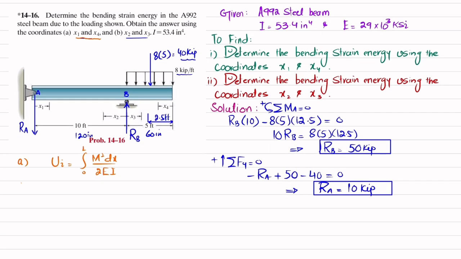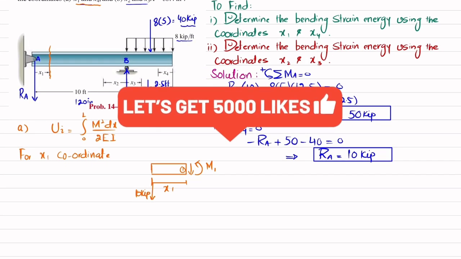So for the x1 coordinate, we will cut the beam over here and draw the free body diagram. It will be like this. This is the beam, this is coordinate x1. At this end we have RA, which is downward, and that is 10 kips. When you cut it, you will have a shear force that will be downward, and you will have a moment M. This is point 1, and this will be the reaction moment at point 1. So we will find this M1 by using the equation of equilibrium.